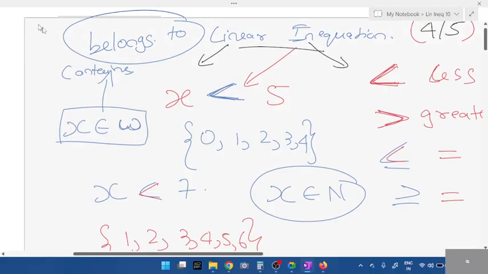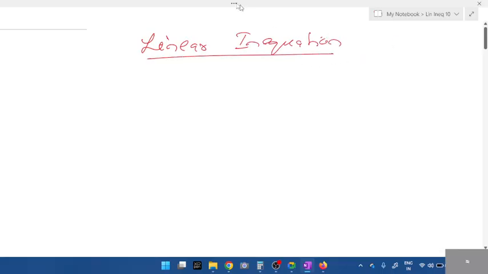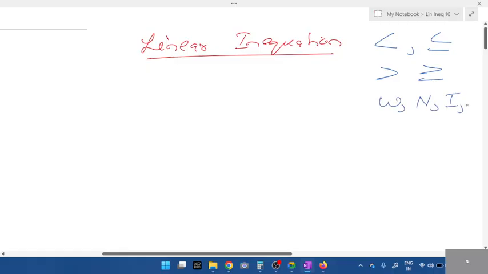So when it comes to linear inequation, all of you understood what is linear inequation now? It is an equation which has less than, less than equal to, greater than, or greater than equal to. So basically only these four signs, students. And what are the types of numbers we have? We have whole number, natural number, integer, and rational.